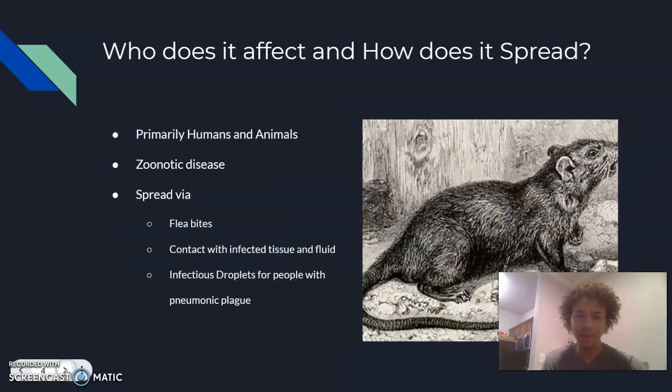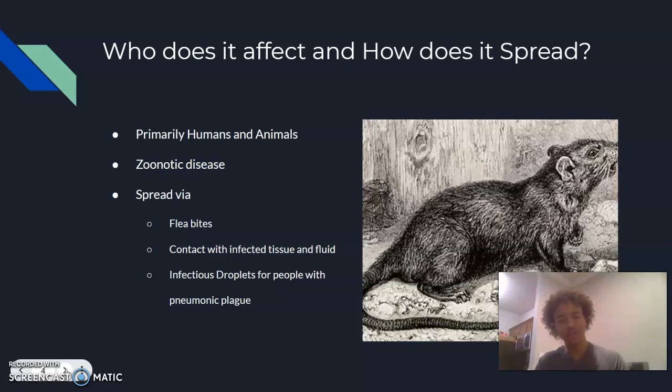So moving on to who does it affect and how does it spread? Yersinia pestis primarily affects humans and animals, and within animals, it especially affects small rodents such as mice and rats. One interesting thing I read up on was that cats are particularly vulnerable to contracting this disease, just because cats love to eat and kill small rodents.